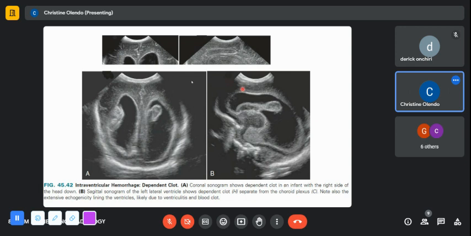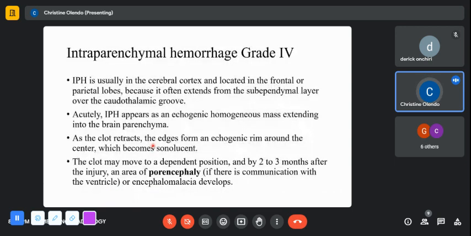Let's continue. So again, we have sonograms. We have intraventricular hemorrhage and ventricular enlargement, bilateral. And here they were showing that it is dependent, and you also have an echogenic ventricular lining. So the ependyma is involved. So there's ventriculitis in this patient.